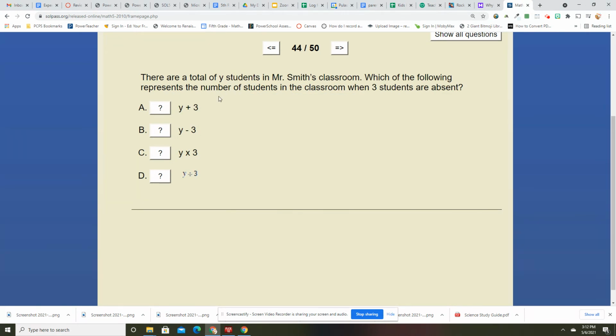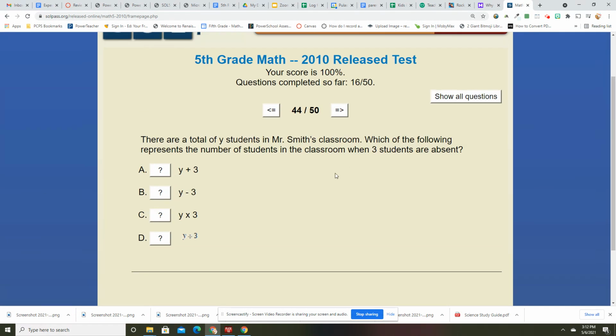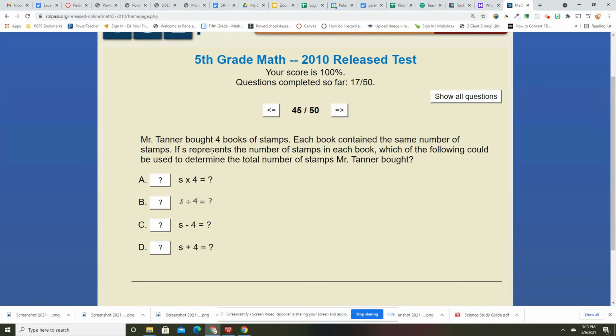All right, there are a total number of Y students in Mr. Smith's classroom. Which of the following represents the number of students in the classroom when 3 are absent? Y minus 3. Mr. Tanner bought 4 books of stamps. Each book contains the same number of stamps. If S represents the number of stamps in each book, which of the following can be used to determine the total number of stamps? So 4 books with so many stamps in it would have to be multiplication.